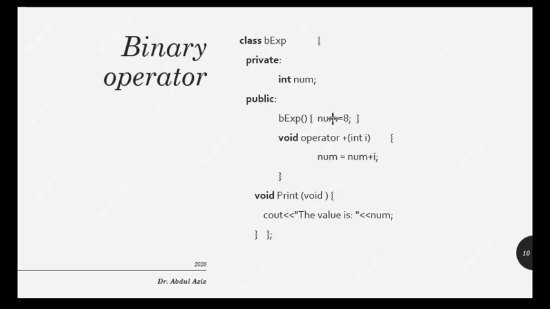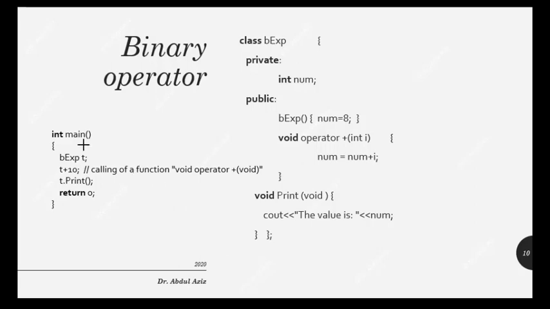Now the operator will not return anything, and it will accept one integer as an argument. The operator I'm going to use is plus, and before the plus sign I'm going to add the keyword operator. Similarly, whatever data is passed will be added to the value of my local variable num.